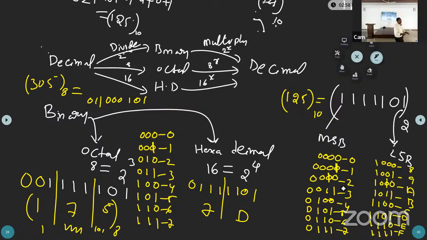So the processor size you are looking at, right? Processor size also. There is a 16-bit processor, 32-bit processor, 64-bit processor.